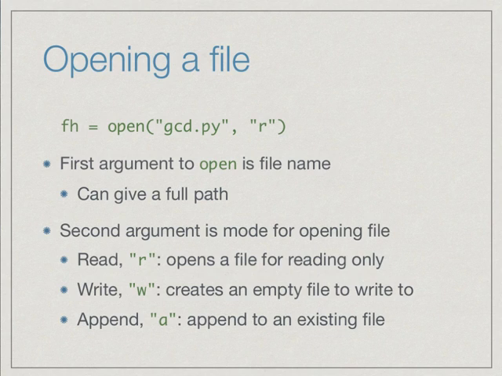Now write comes in two flavors. We might be wanting to create a new file from scratch. In this case, we use the letter W. So W stands for write out to a new file. We have to be a bit careful with this, because if we write out to a file which already exists, then opening it with mode W will just overwrite the contents that we already had.